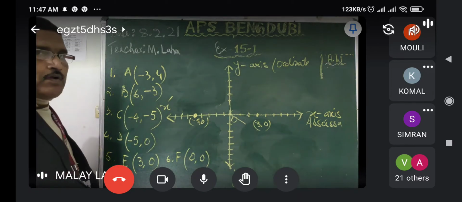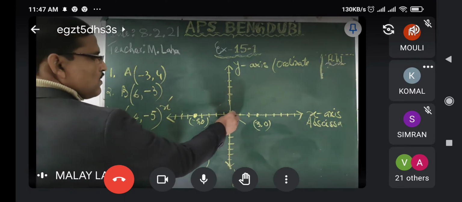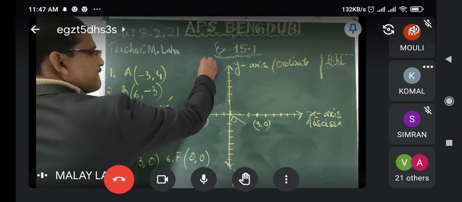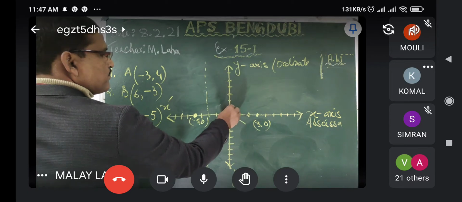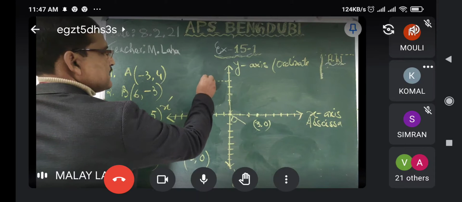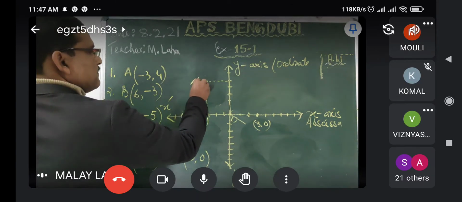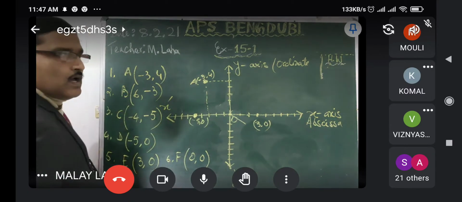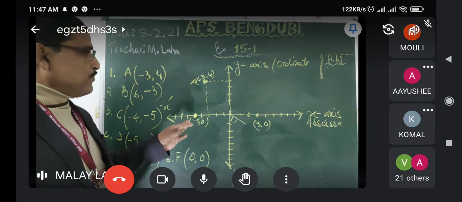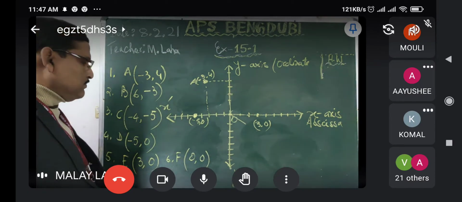सब समझ में आ रहा है ना? अभी प्लॉटिंग कैसे करें? So say minus 3, 4. So 1, 2, 3, drop the perpendicular line, and 4 here: 1, 2, 3, 4. So they are meeting here. This is the position of the point A, minus 3, 4. Understood? This way we have to drop a perpendicular line from the point on the x-axis and on the y-axis also. So that will be the coordinate.